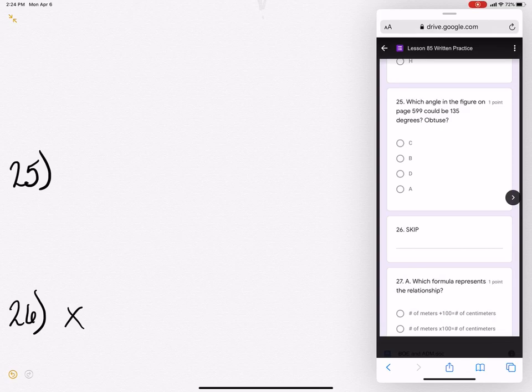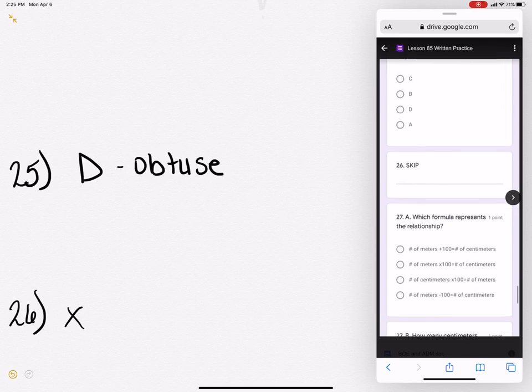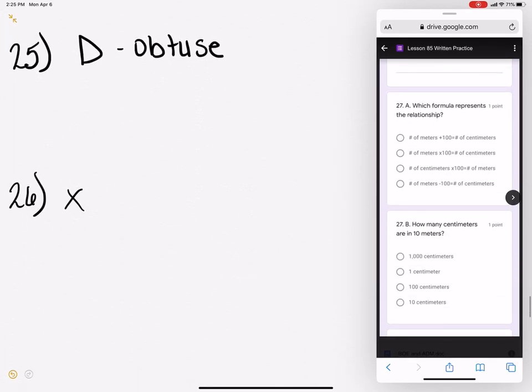Which angle in the figure on page 599 could be 135 degrees? So what you're looking for is an obtuse angle. If you see an acute angle, it's not going to be 135 degrees. So we're looking at angle D. Angle D is obtuse. 26, we're skipping.